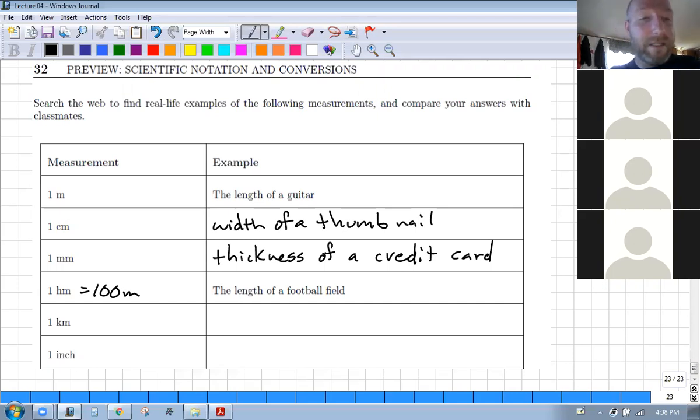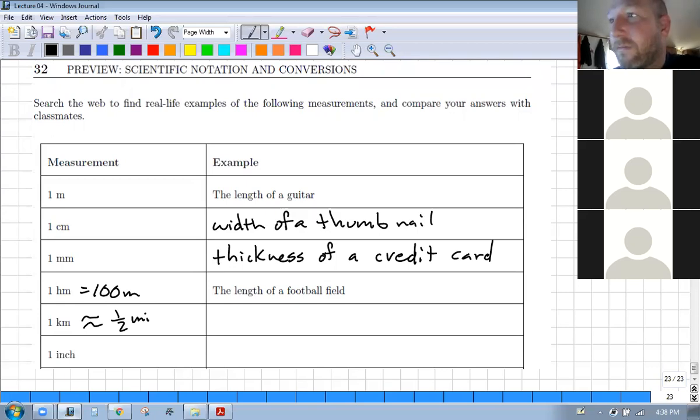All right, something that's a length of a kilometer. Since we do everything in miles here, it's hard to think of what a kilometer is, right? It's close to a half a mile. I think it's a little more than a half a mile. So something that's a half a mile long.